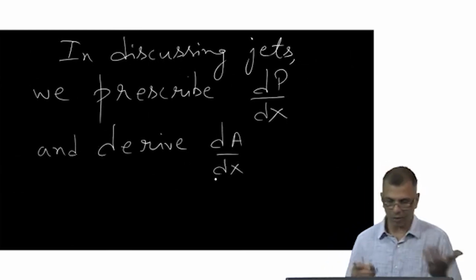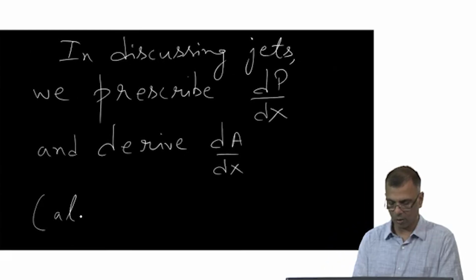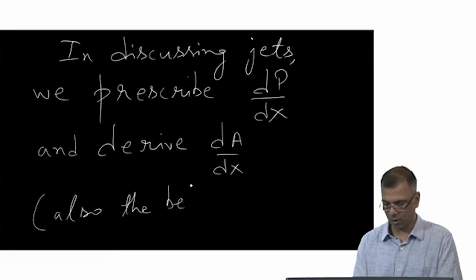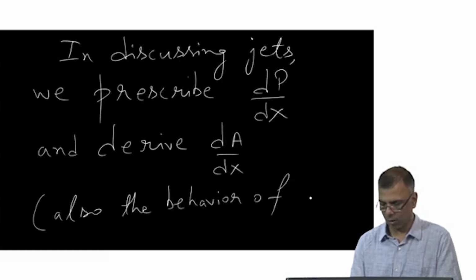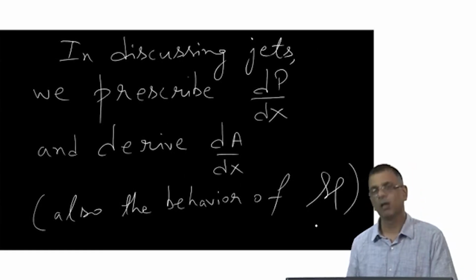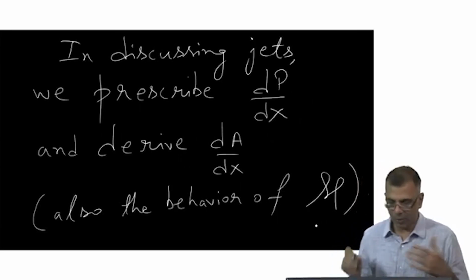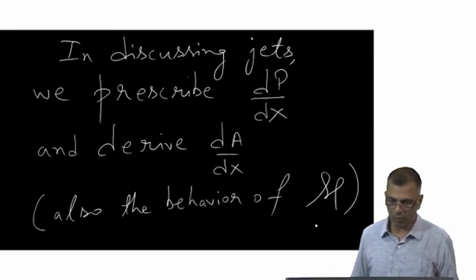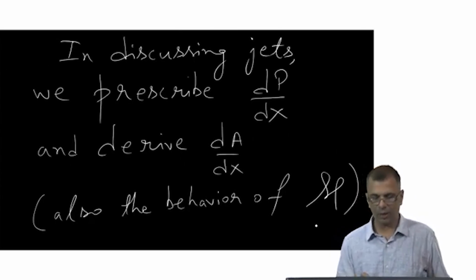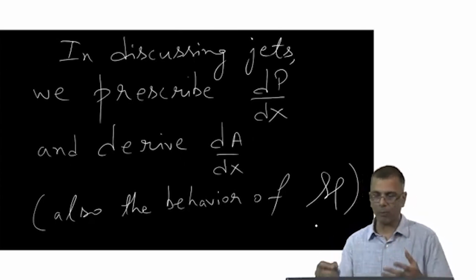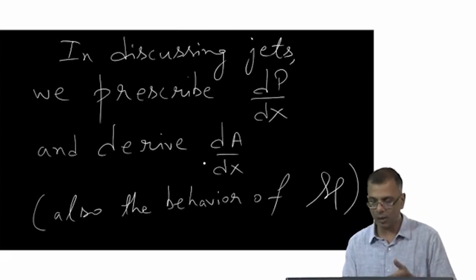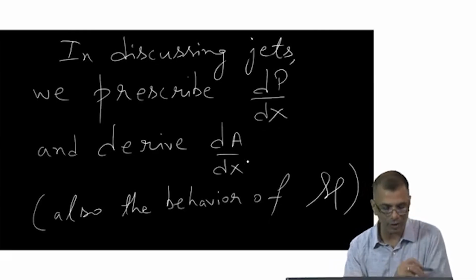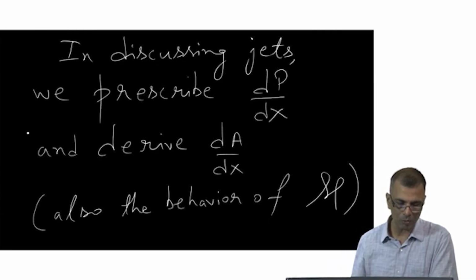Okay, and also the behavior of the Mach number. Of course, that's the whole point, isn't it? But the main thing is you are prescribing the pressure gradient, and from that it's as though the pressure gradient is equivalent to a dA/dx. That's what it is. There's no physical nozzle as such. So again, let's be a little more specific.